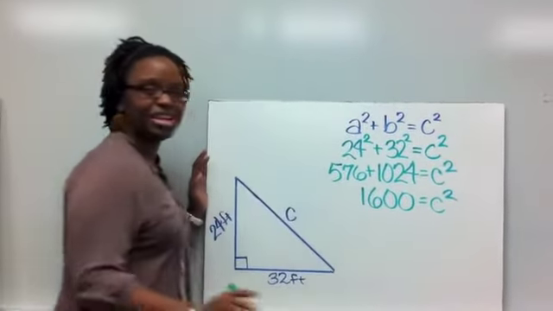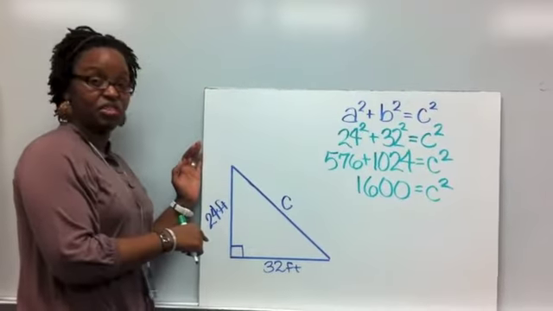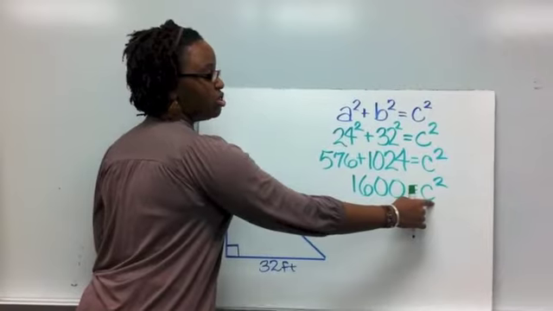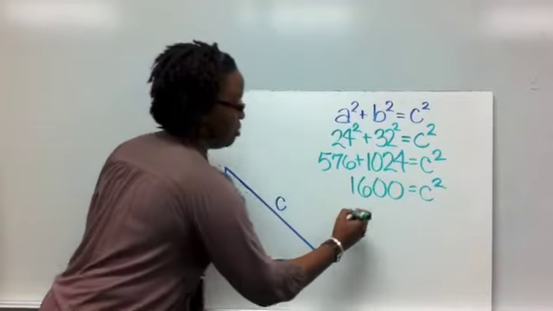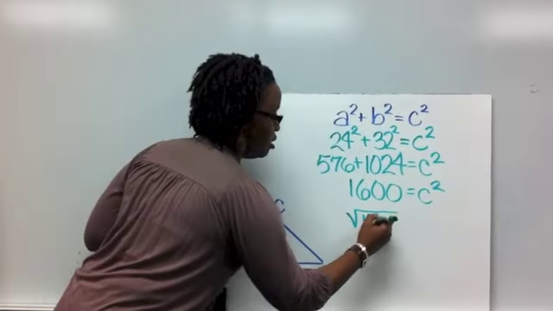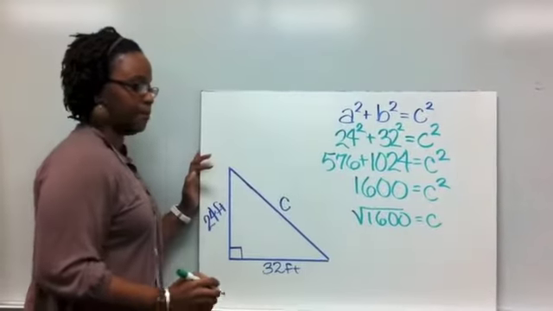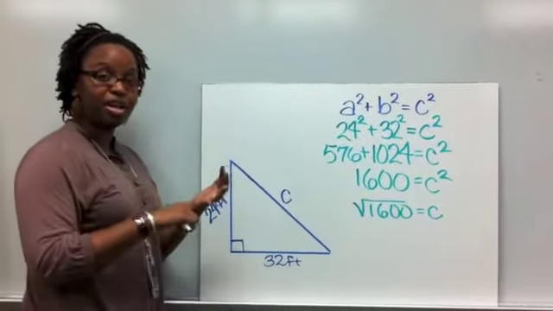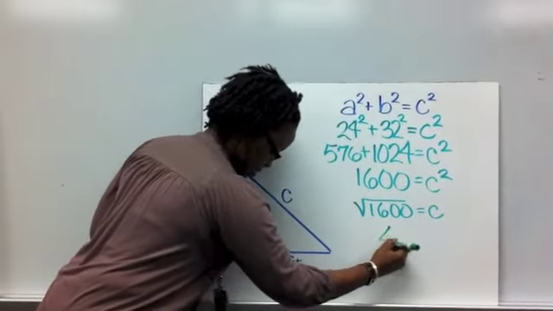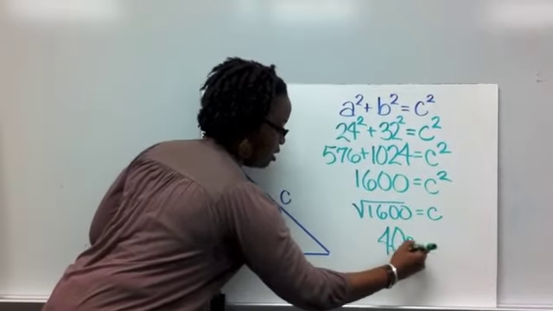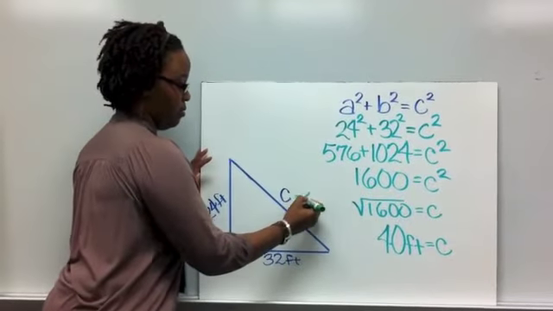And I hope you don't get confused here. There's no way that this side is 1,600 feet, okay? So 1,600 is c squared. Well, we need to get just c. So we'll need to take the square root of 1,600 to get side c. Remember when you're looking for square root, you're looking for what number times itself will give you 1,600. And in this case, that would be 40. So the length of side C would be 40 feet.